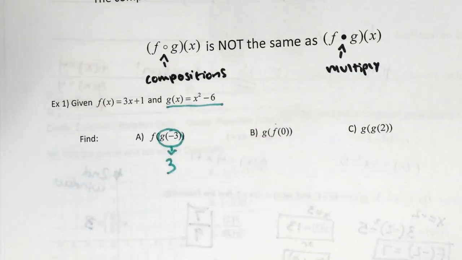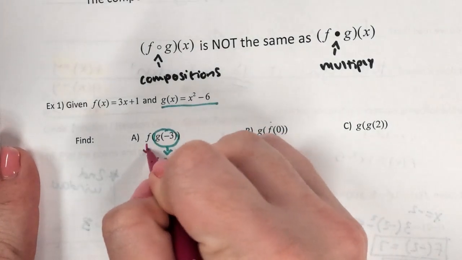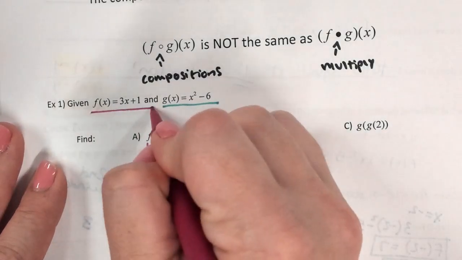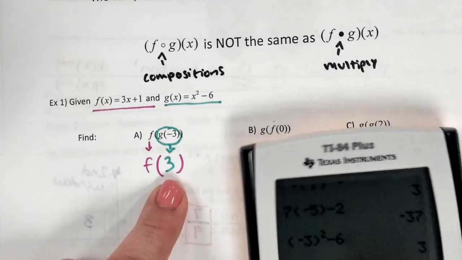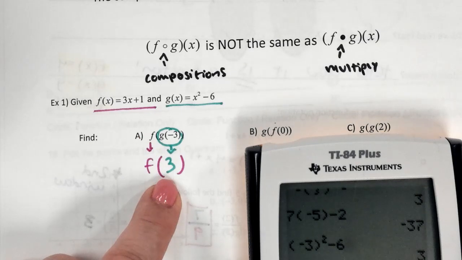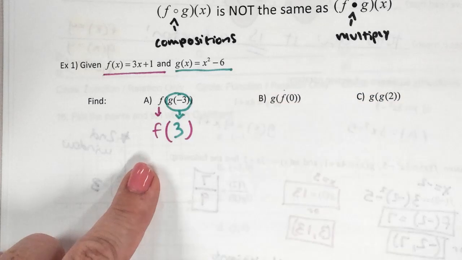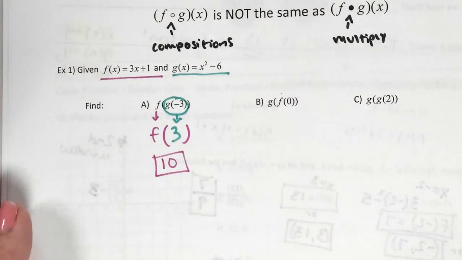Well, now I have my f of x equation because on the outside I have an f. So I'm about to do the exact same thing but with my new inside. So now I'm looking at the f equation, which is this. So 3 times, what's my inside number now? 3 plus 1. And what's my answer? 10. Do you see what I mean? It's a twofer problem. You had 2 problems in one. That's how you need to think of it.